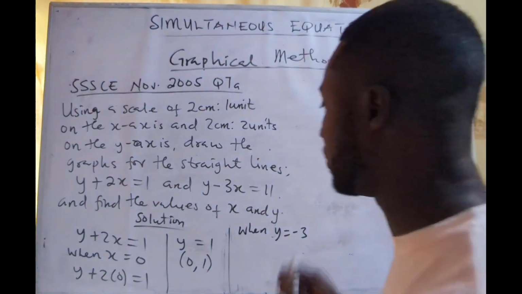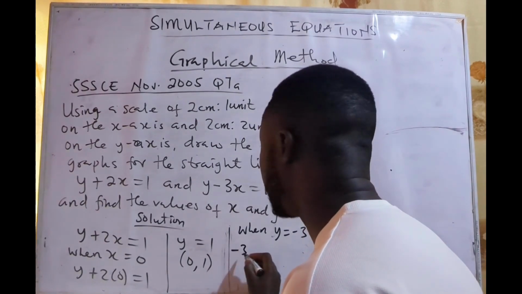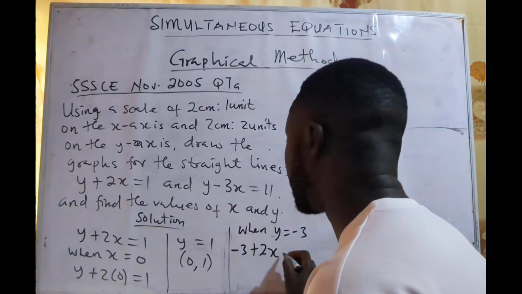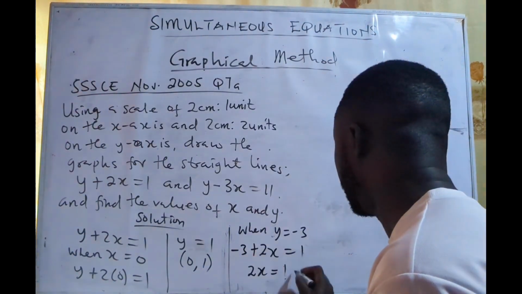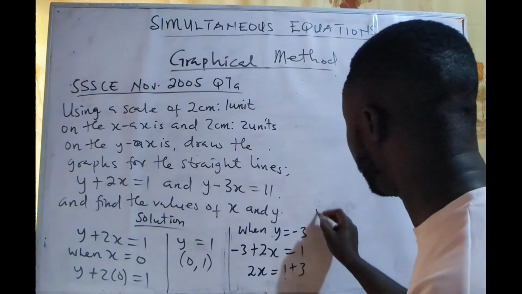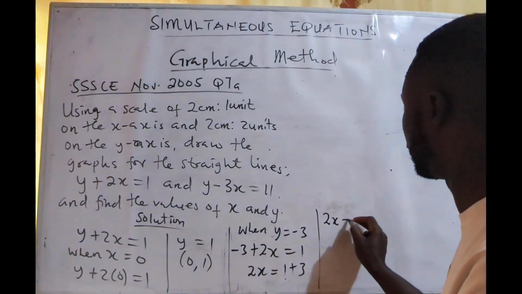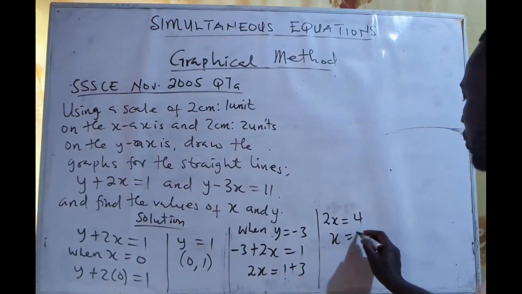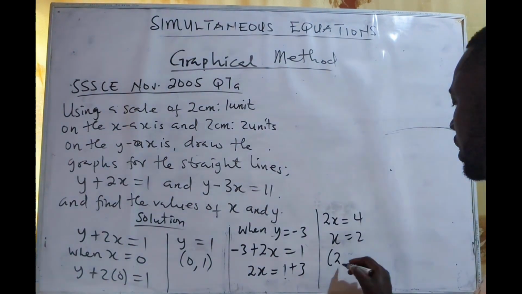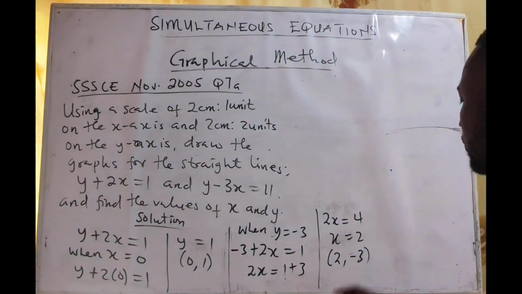So when y is negative 3, in the equation I have negative 3 plus 2x is equal to 1, and then 2x will be equal to 1 plus 3. My 2x will be equal to what? 1 plus 3 gives me 4, and 4 over 2 gives me 2. So what is my point? x is 2 and y is negative 3.